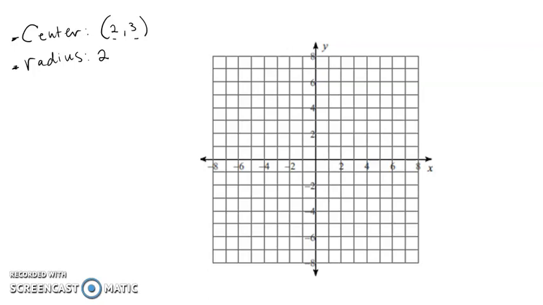So I'm going to first graph my center. I'm going to go over to the right 2, up 3, and there's my center. And then I've got a radius of 2. So what I want to do is count 2 spaces in every direction, and I typically do it in 4 directions. I do 2 to the right, put a little dot, 2 up, put a little dot, 2 to the left, put a little dot, and then 2 down and put a little dot.